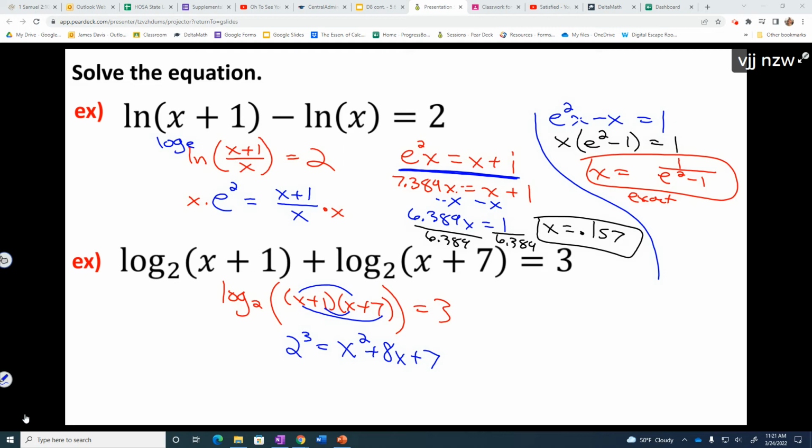All right, now what we would then do is want to take this over, right? This is the same thing as 8. 2 cubed is 8. So we subtract 8 over. And what we get would be x squared plus 8x minus 1 equals 0.